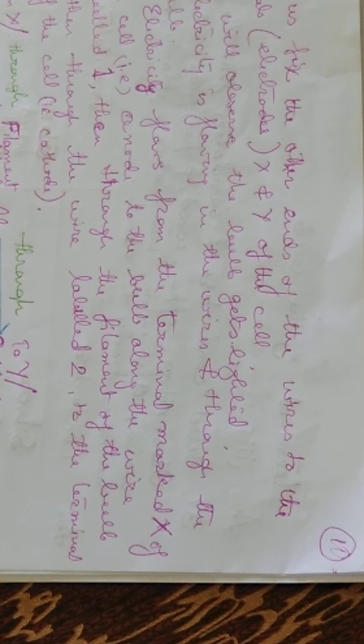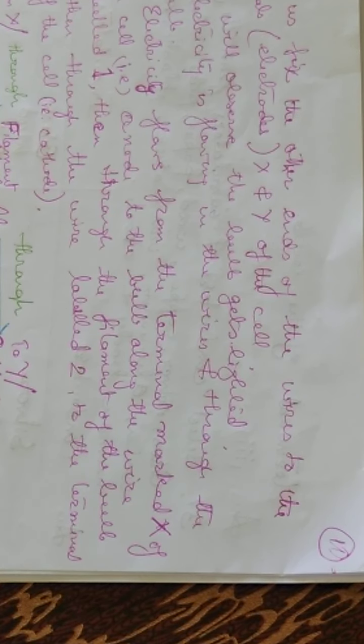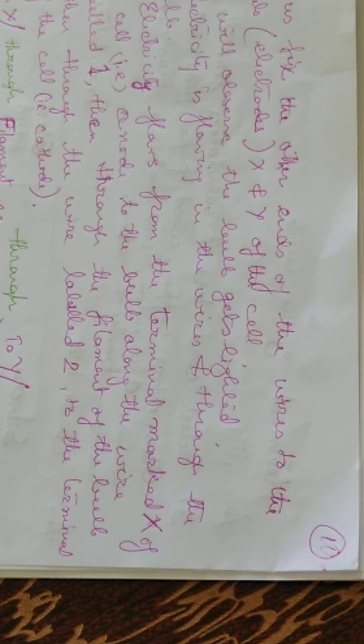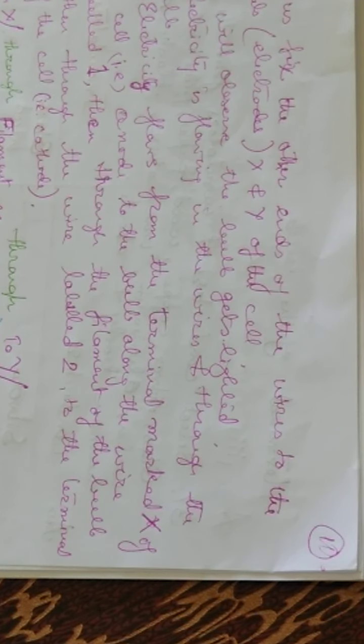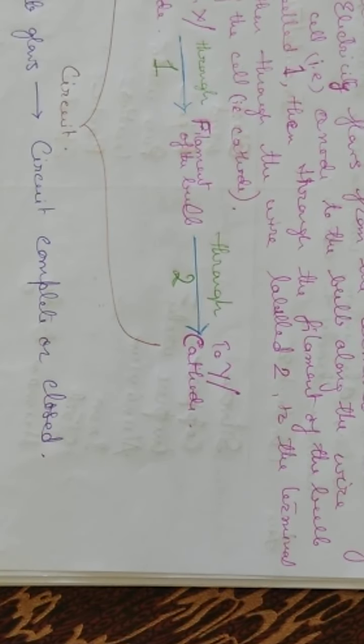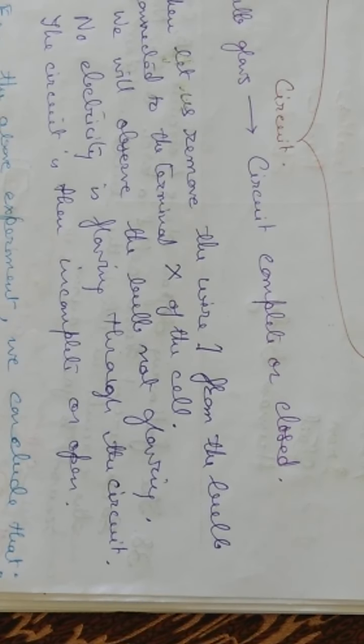Therefore, the electricity is flowing into the wires through the bulb. And the electricity flows from the terminal marked X of the cell, that is anode, to the bulb along the wire labeled 1, then through the filament of the bulb, and then through the wire labeled 2 to the terminal Y, that is the cathode. This is the total circuit. Now the bulb will glow, that is the circuit is complete or closed circuit.